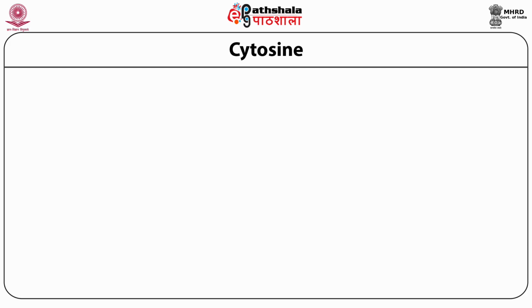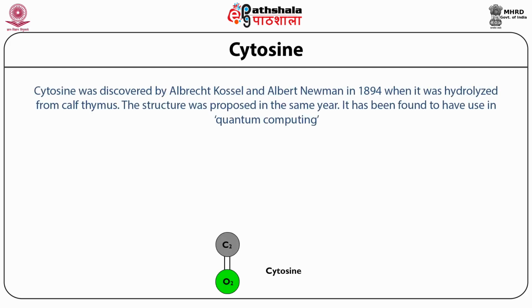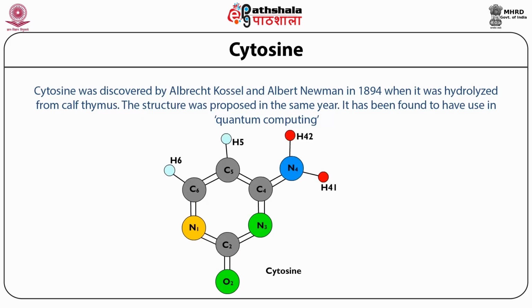Cytosine. Cytosine was discovered by Albert Kossel and Albert Neumann in 1894 when it was hydrolyzed from calf thymus. The structure was proposed in the same year. It has been found to have great use in quantum computing.